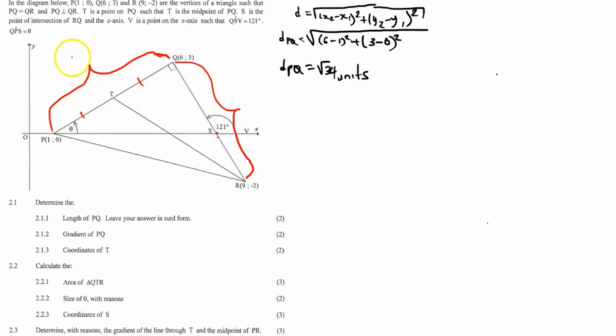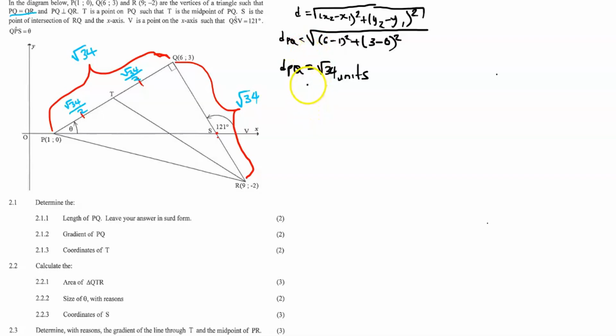Now we do know that this is root 34. We also know that this is the same distance, which is root 34, which we were given here. And also this one will be half of this, so that means it's going to be root 34 over 2. Even this one, root 34 over 2, since T is the midpoint of PQ. So that means it cuts it into equal distances.